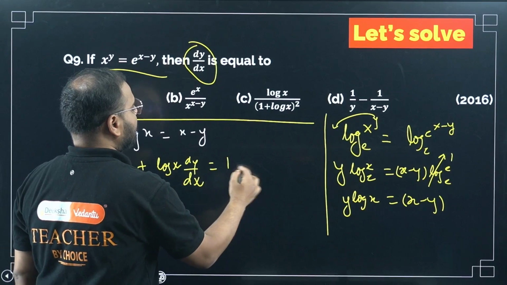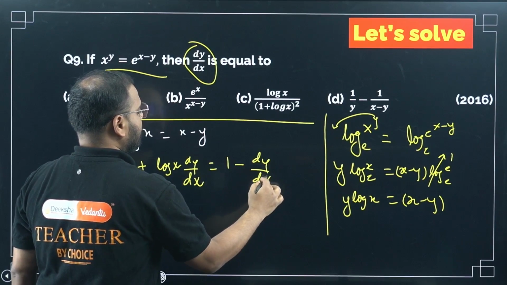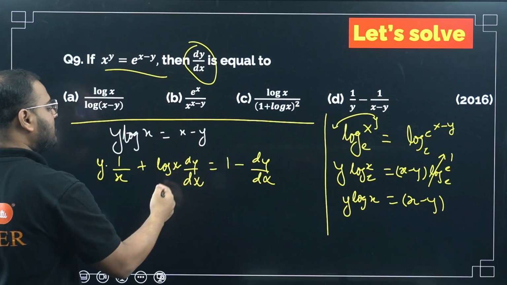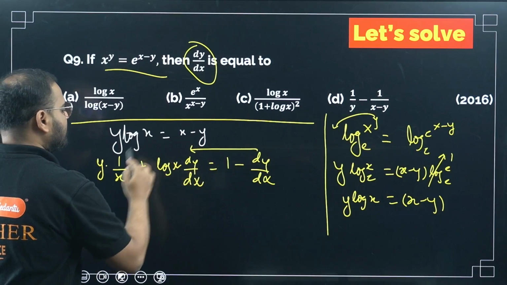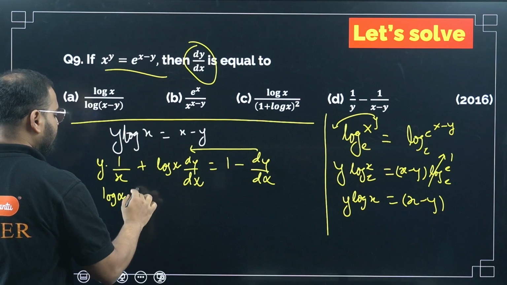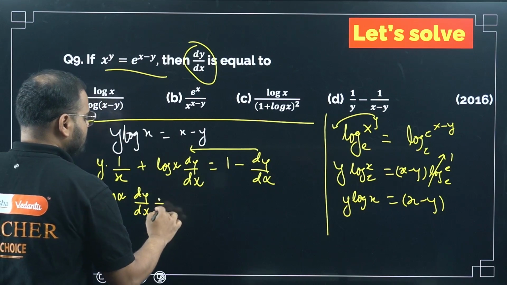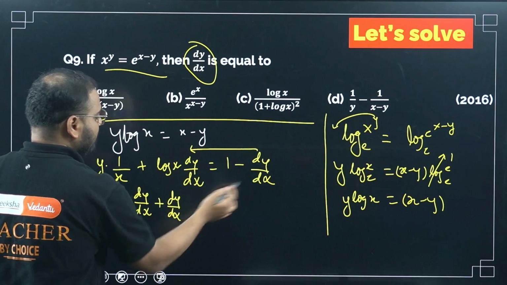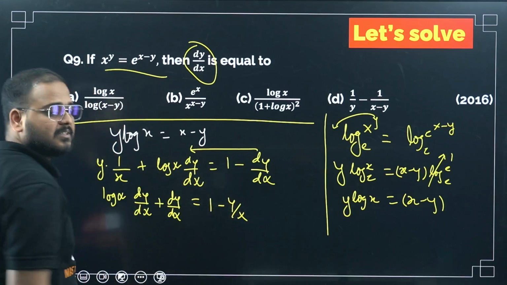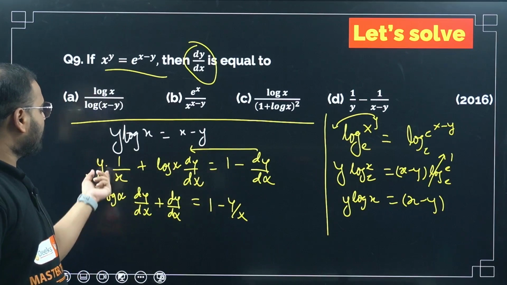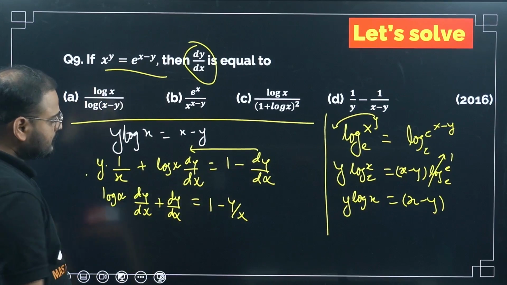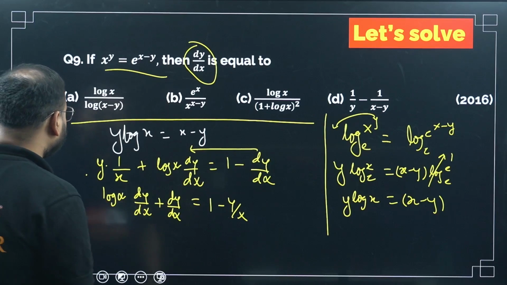What is this equal to? 1 minus dy by dx. For x it is 1. For y it is dy by dx. So keep the dy by dx term on one side. I'll bring it over here and bring that over there. So please see how this works out. Log of x multiplied with dy by dx plus dy by dx. Now 1 will remain as it is. This y by x will move there and become minus y by x. Okay. So I can take dy by dx common here.